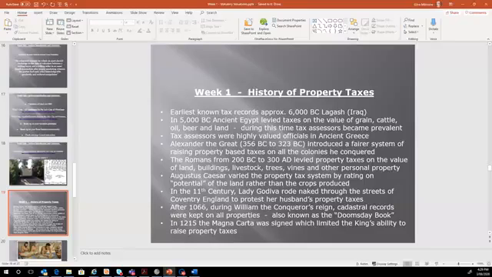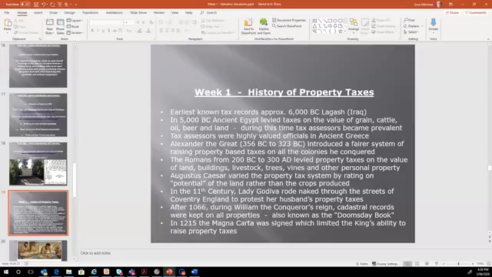So you've got this as part of your subject reader too, so I've made that available to all of you. So that's got this information, history of property taxes in a lot more detail. I'm just going to go through on a summary basis what the highlights are.